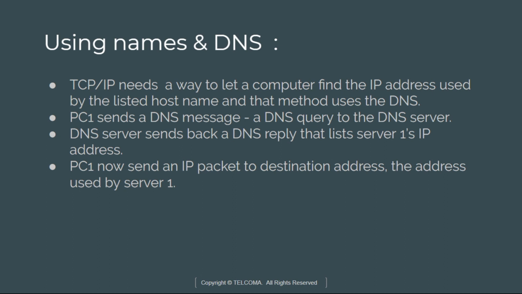So enterprises use the DNS process to resolve names into IP addresses. Suppose we have two PCs, PC1 and server 1. PC1 needs to connect to server 1. So in the first step, PC1 sends a DNS message, which is a DNS query, to the server. Then the server sends back a DNS reply that lists the server 1 IP address. After that, PC1 now sends an IP packet to the destination address, the address which is used by server 1.